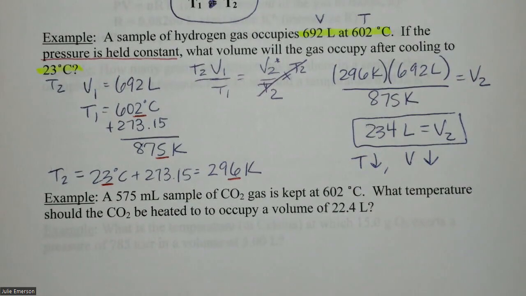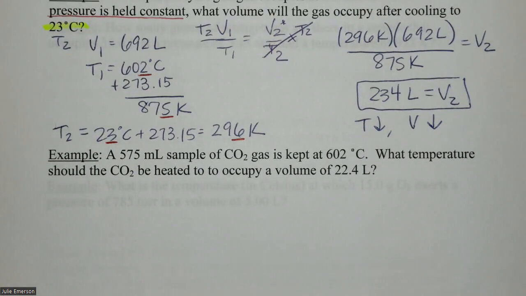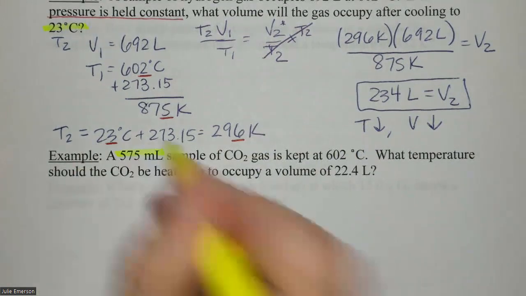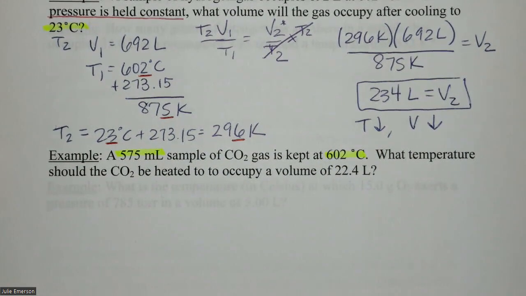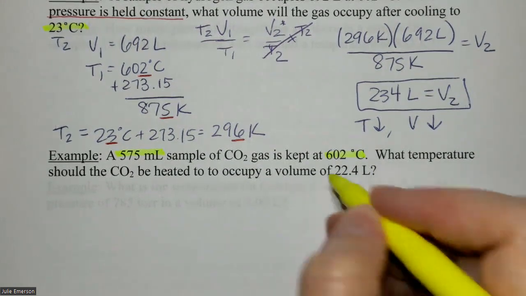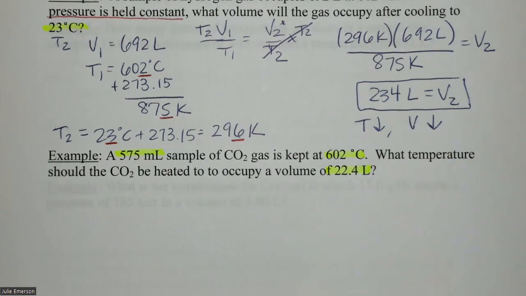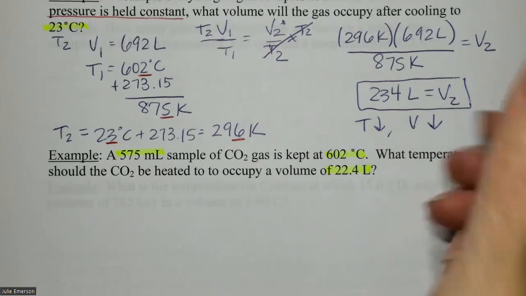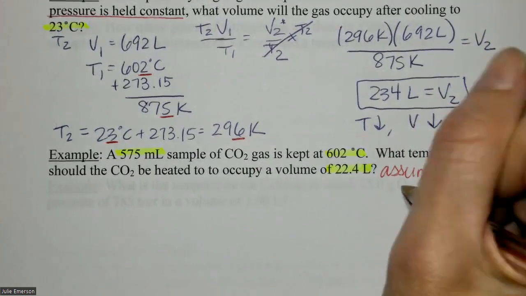All right, one more example here. We got a 575 milliliter sample of carbon dioxide gas. We're at 602 degrees Celsius again. What temperature should the CO2 be heated to occupy a volume of 22.4 liters? So in this one, it doesn't say anything about constant pressure, but because pressure is not mentioned, we're going to assume that the pressure is constant.